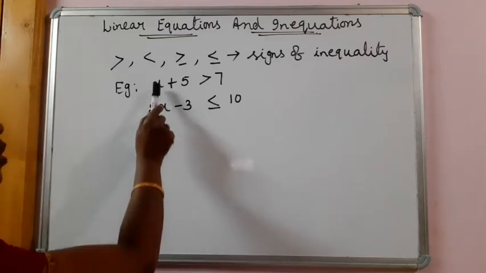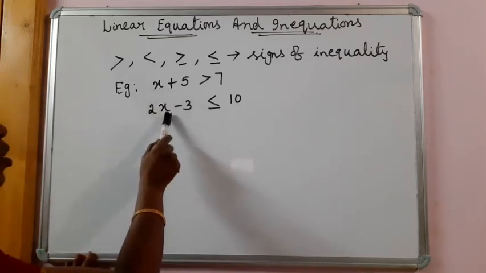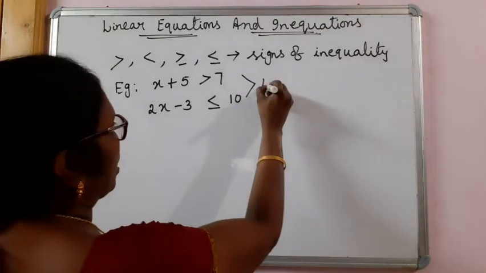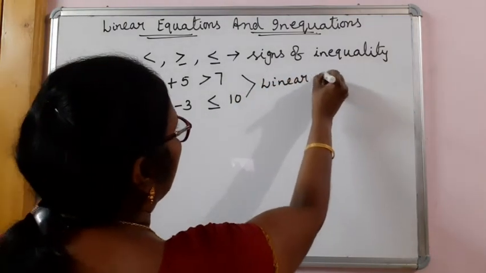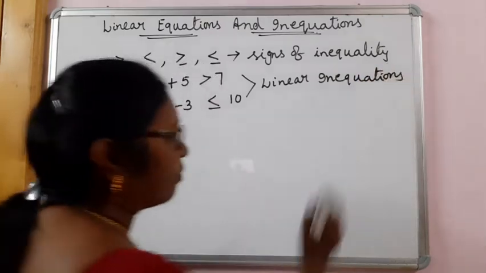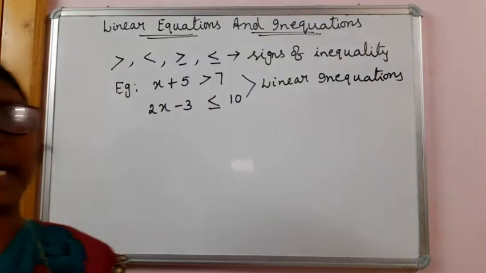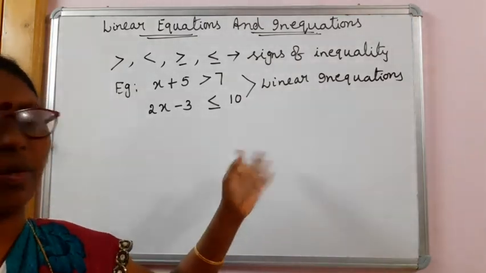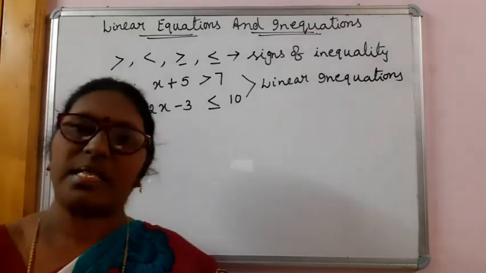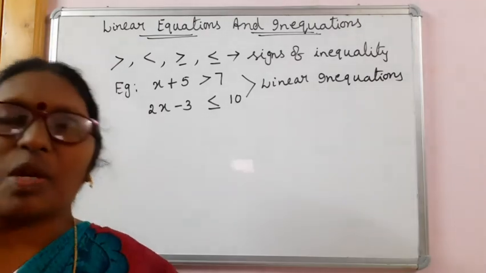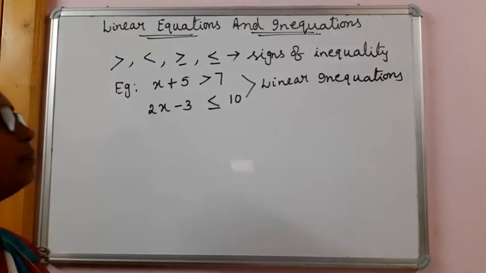Here only one variable x, here also only one variable x. Their highest power is only 1. So they are linear inequations. Already I have explained what linear equations are. Linear means linear equations in one variable. Okay. Highest power is 1. I hope by now it is clear to you what linear inequations are.